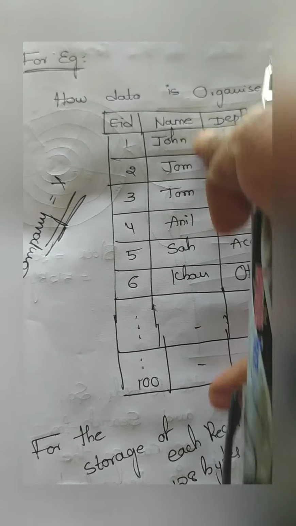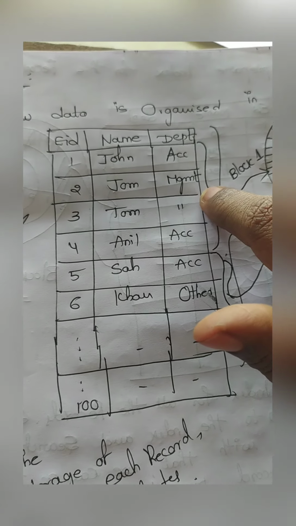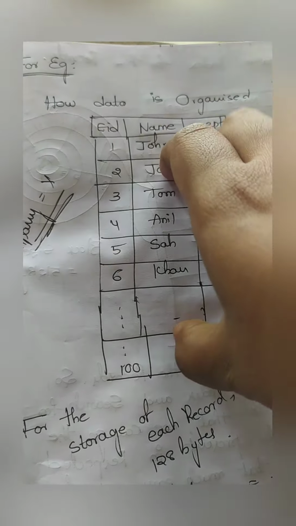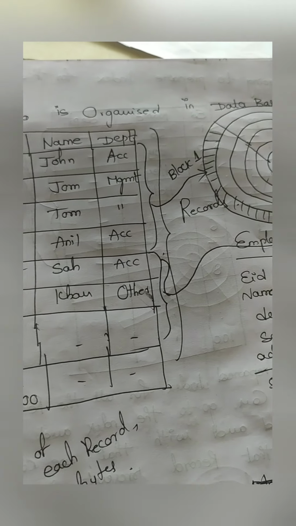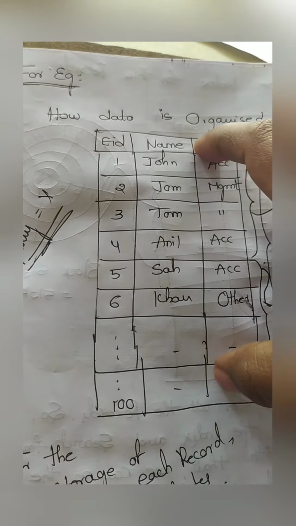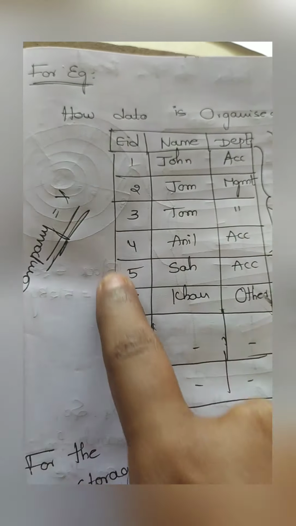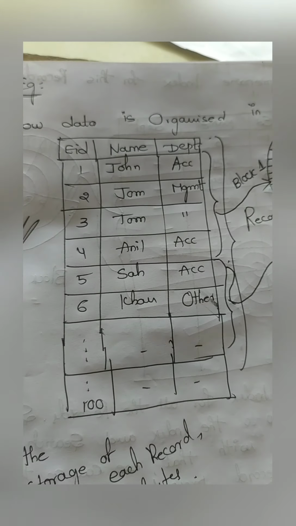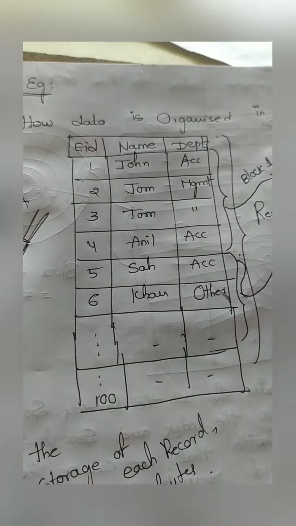For company X, there are 100 employees for each department, accounts, management, etc. For these 100 records we have to store them in our database, that is, on disk. So how can we store it onto the disk? Here are the employee ID, name and department, and it may also include employee salary, address, phone number, whatever. There are so many fields.